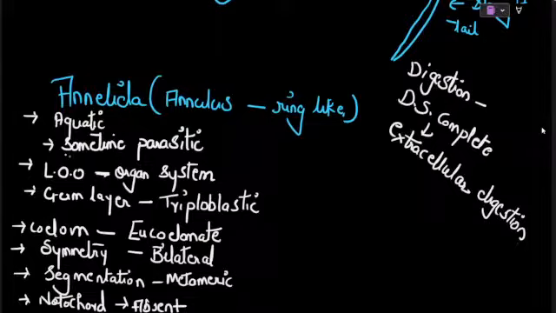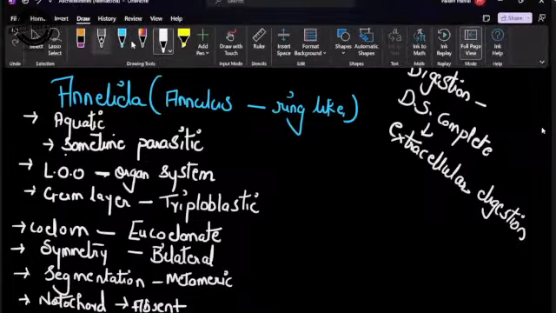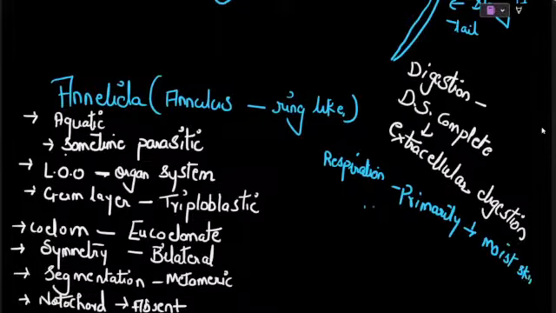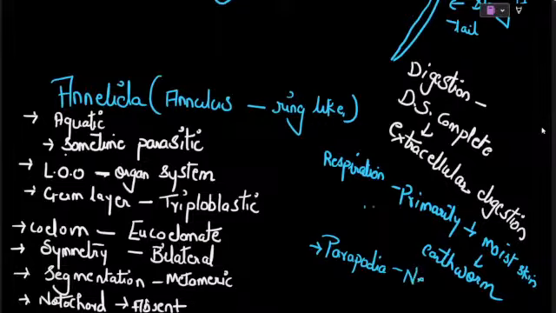Respiration. An important point for respiration is primarily through moist skin. Typical example for it, earthworm. So they have specialized gills, paired projections known as parapodia, but parapodia are present in Nereis. Correct?